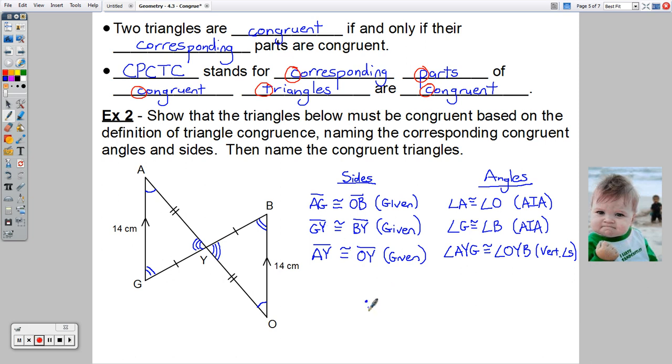So now we can say therefore triangle, and I've got to put them in a matching order, so I'm going to go with AGY. If I go in that order for the first triangle, it has to be in this order for the second triangle. I went 1 arc mark to 2 arc marks to 3. I've got to keep that same order going, 1 to 2 to 3. So I could say OBY.